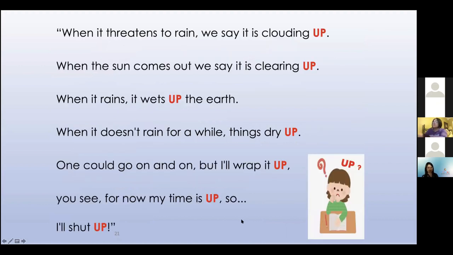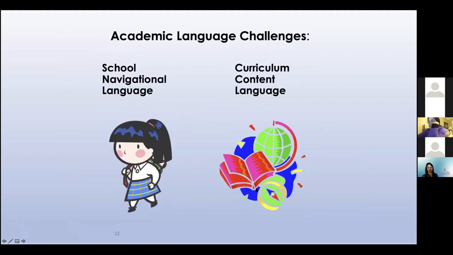But let me tell you, for an ELL, and this is really eye-opening: when it turns to rain, we say it is clouding up. When the sun comes out, we say it is clearing up. When it rains, it wets up the earth. When it doesn't rain for a while, things dry up. One could go on and on, but I'll wrap up. You see, for now, my time is up, so I'll shut up. So imagine how many ways we are using "up"? Many different ways, right? So it's interesting, because we definitely have a lot of confusion for ELLs.